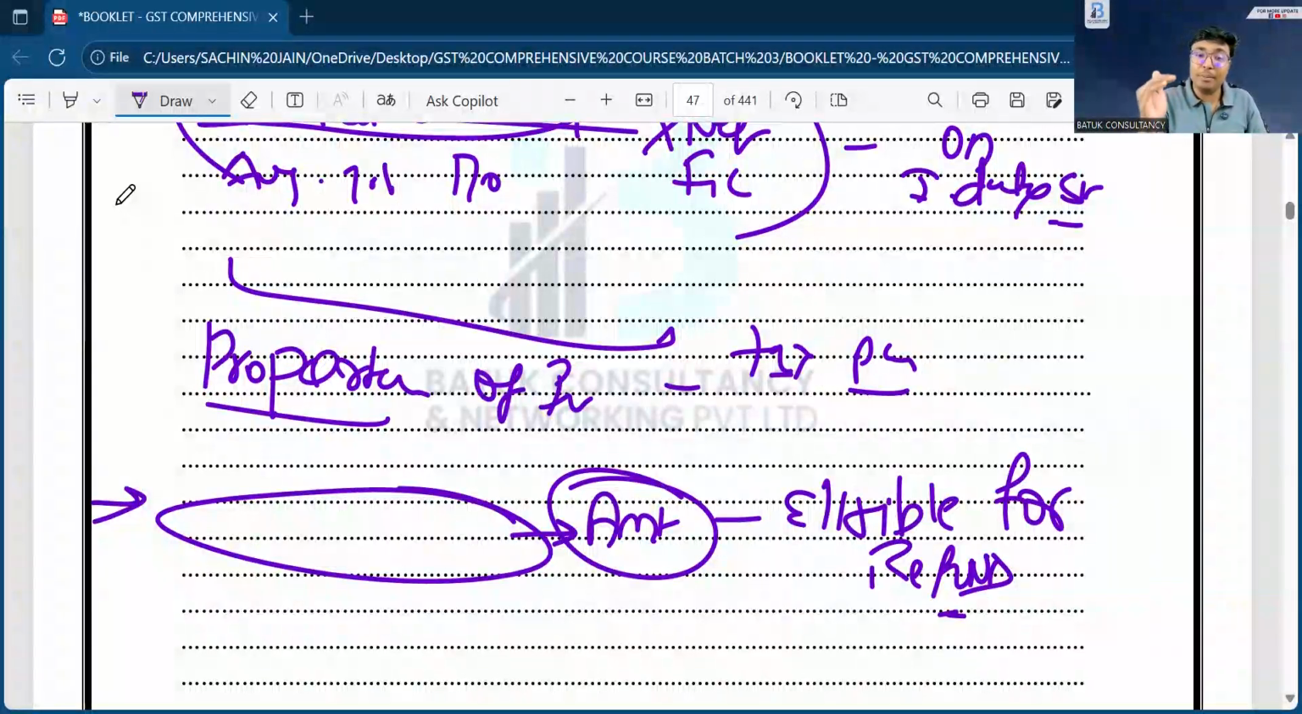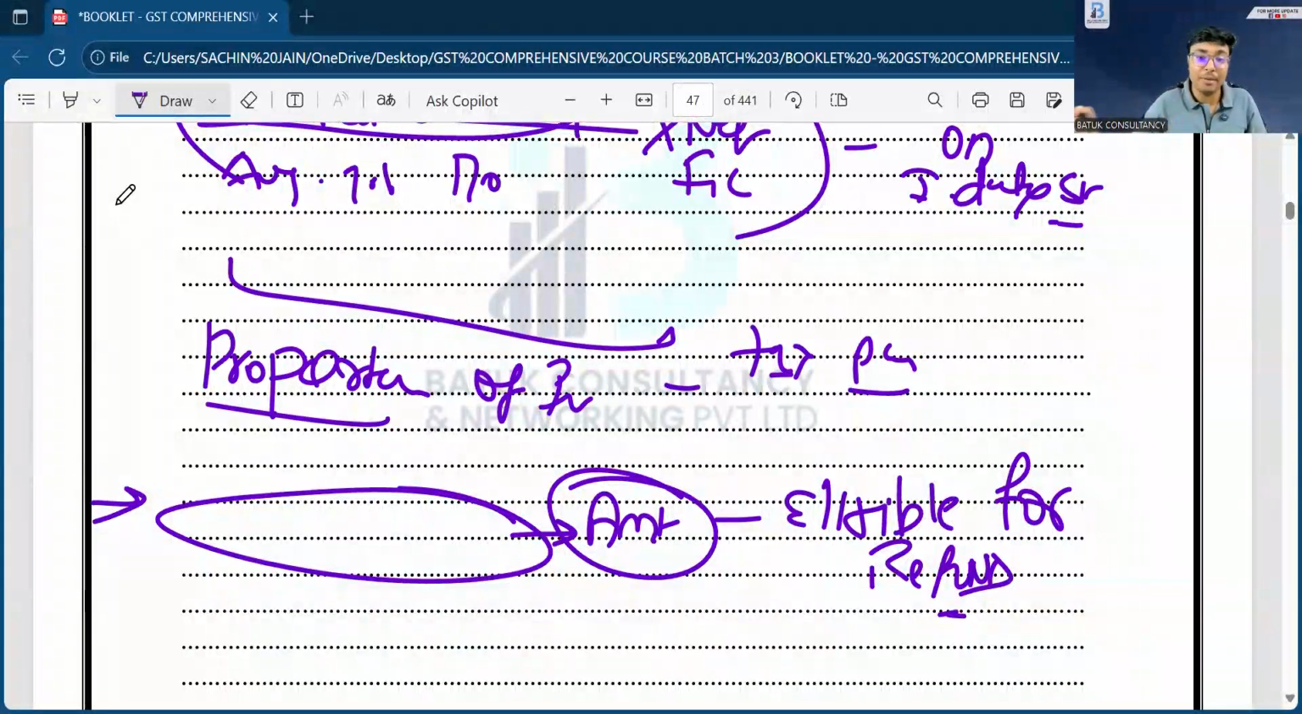Then make the permutation and combination: if you file a refund for 3 months, the refund may be higher. If you file a refund application for 6 months, your refund may be higher. Or if you file a refund for 1 month, your refund may be higher. That you have to calculate.